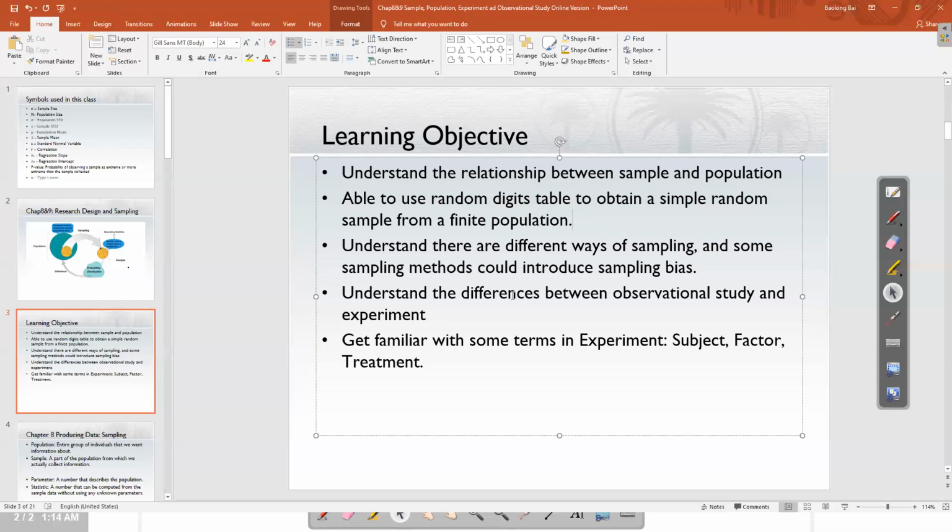And understand the differences between observational study and experiment. For any kind of research study, you could be either observational study or experiment study. And we're going to talk about the differences between them. And then you need to get familiar with some terms in the study. So subject, factor, and treatment, they're very often used in experiment studies.